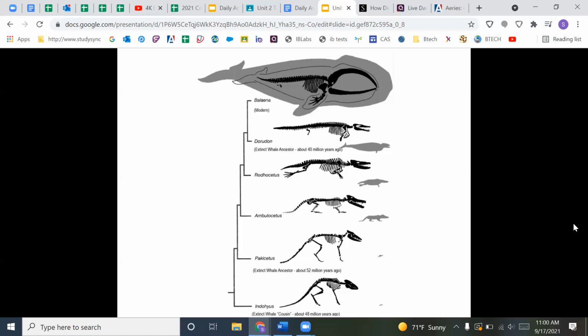Like a web. So we can basically summarize the descent with modification. We can see through the fossil evidence that the back legs started shrinking and shrinking and shrinking, and now they're basically gone. We saw the hooves change from a hoof to appendages and then into a webbed fin. And we saw the nostrils also.